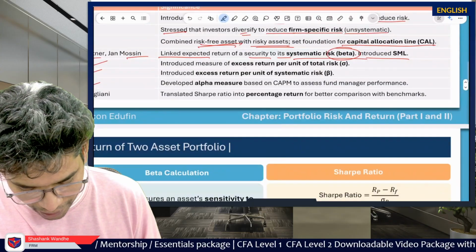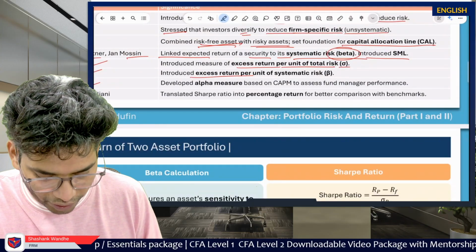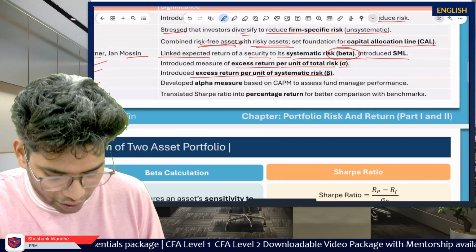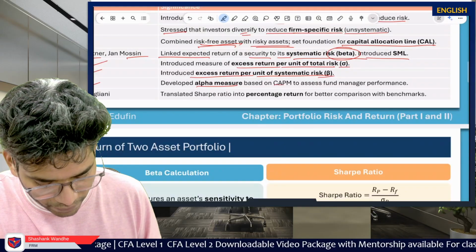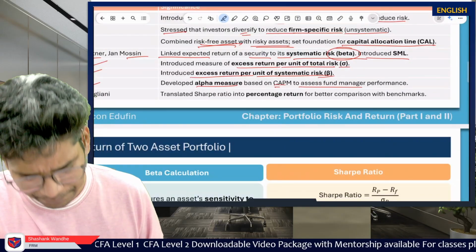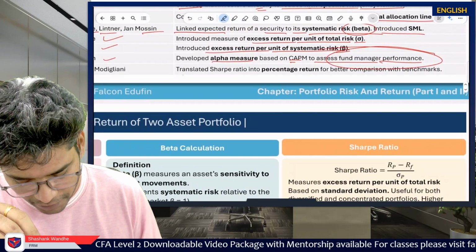Now, Sharpe introduces the excess return per unit of the total risk. Treynor introduces the excess return per unit of the systematic risk. And the alpha is based on the CAPM to assess the fund manager's performance. Remember, this is to assess the fund manager's performance.